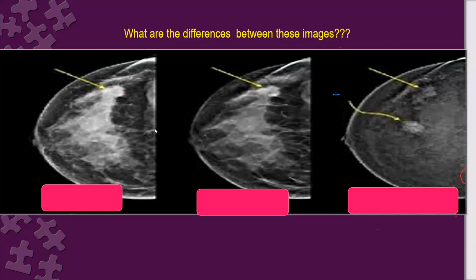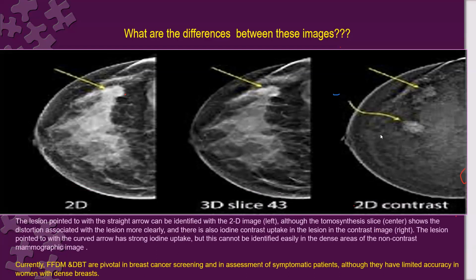So this is full-field digital mammography, and this one is tomosynthesis. Okay, this is tomo, and in this one the lesions become more dense and there is subtraction of the parenchyma. So what do you expect this to be? Contrast mammogram. This is contrast mammography.